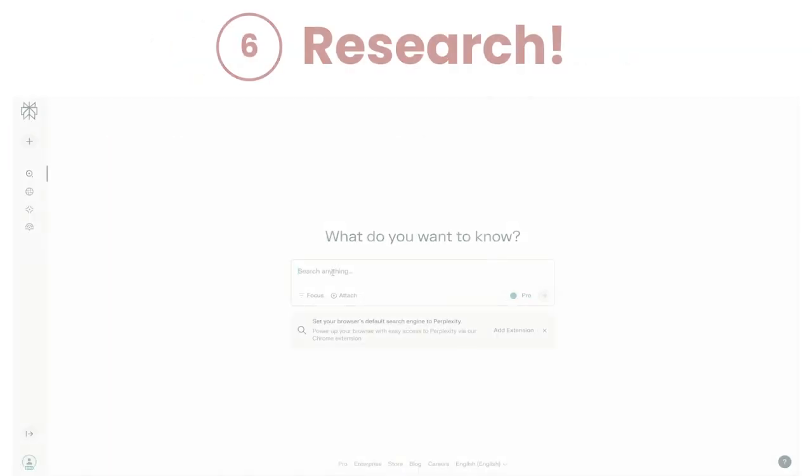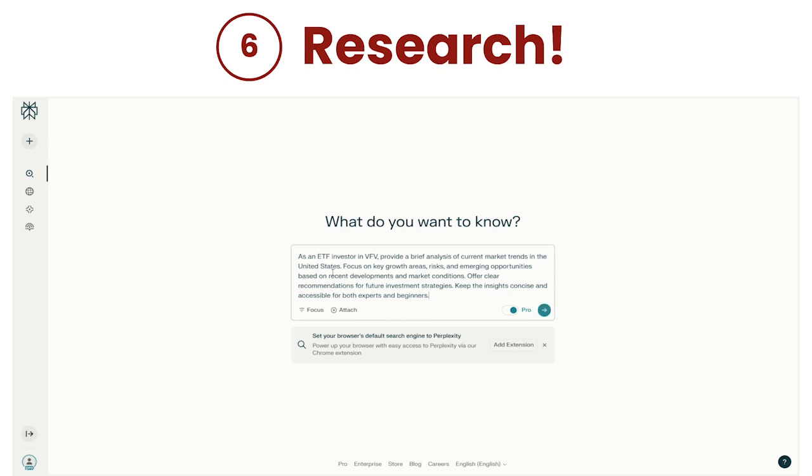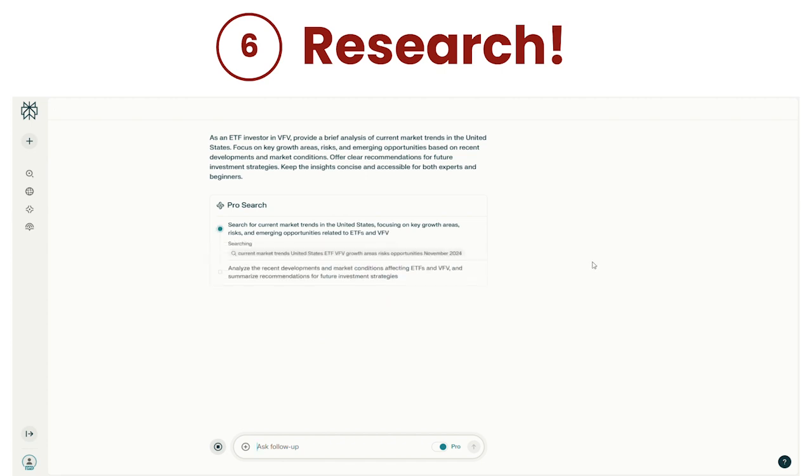The last pillar is research, and more research. Say that, hey, as an ETF investor in VFV, provide a brief analysis of current market trends in the United States. Focus on key growth areas, risks, and emerging opportunities based on recent developments and market conditions. Offer a clear recommendation for future investment strategies. Keep the insights concise and accessible for both experts and beginners.